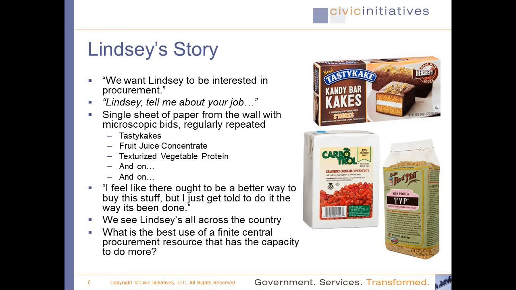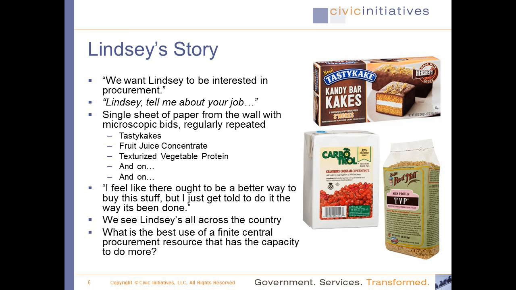So I said, okay, I'm going to go do a desk sit with Lindsay. And I go to Lindsay and I say, tell me what your job is. And she reaches over the wall and she pulls a single piece of paper off and she pushes it over to me and she says, this is my job. And it's a list of the most mind-numbing, microscopic bids you've ever seen in your life.